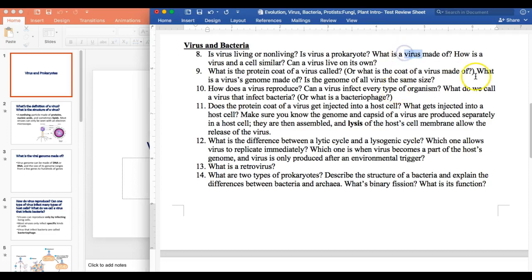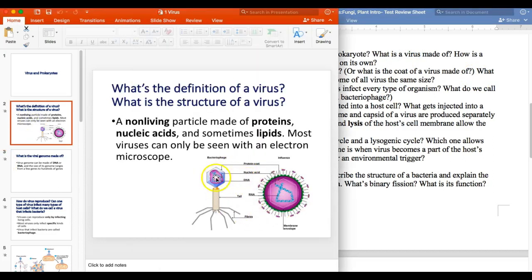What is a virus made of? If you can remember these two pictures, or one of these, a virus always has genetic material within the center of the protein coat. So there's either DNA or RNA as the genetic material for a virus. And a virus always has a protein coat, so it can look like this, it can look like this, it can look like other things, but there's always the genetic material, DNA or RNA, and the protein coat.